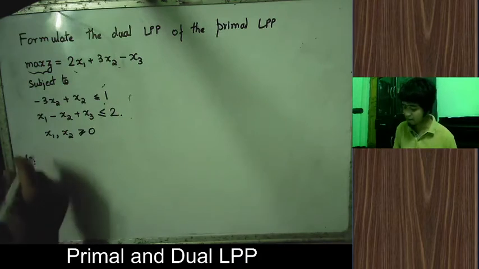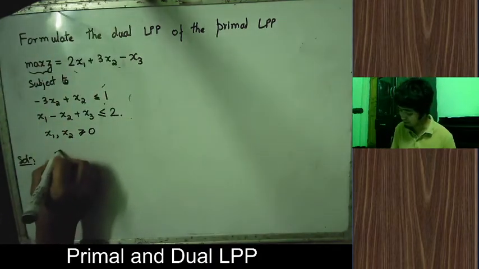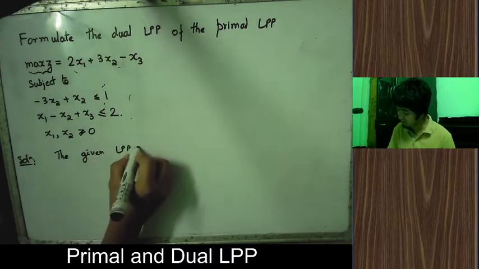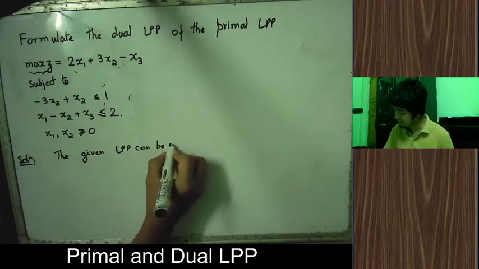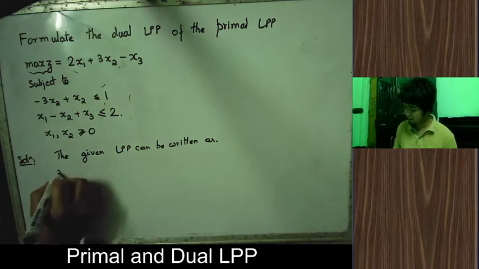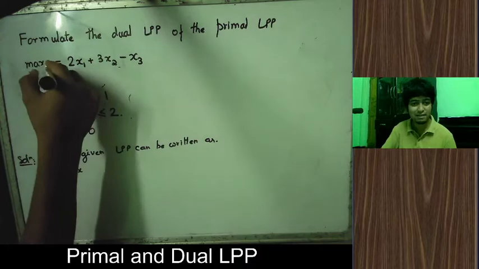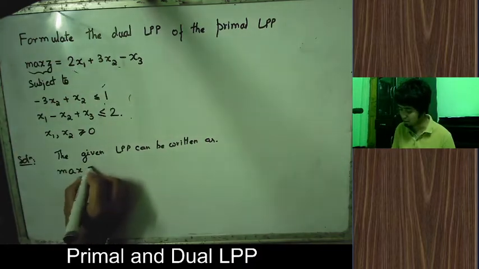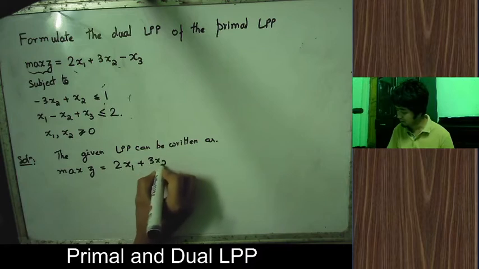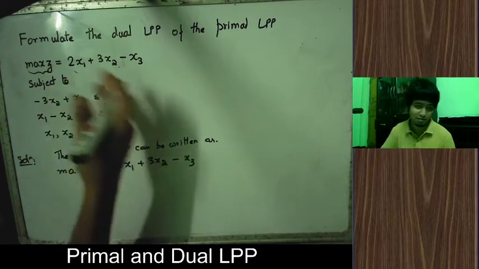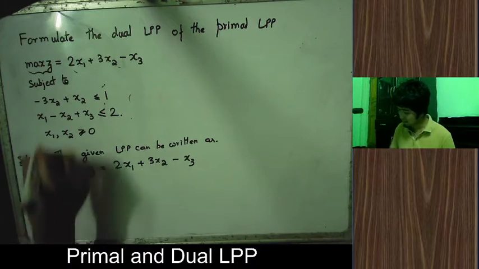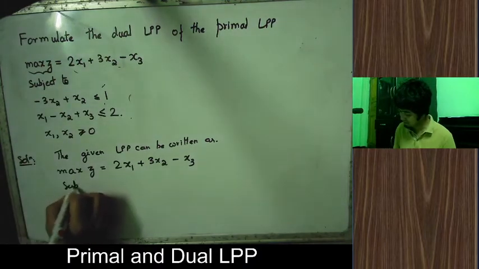So, solution. The given LPP can be written as, we can leave this one as it is. Even if it's a minimization problem, we can leave it as it is. It doesn't really matter. We don't need to convert it into a maximization problem. We can just leave it as it is, subject to.